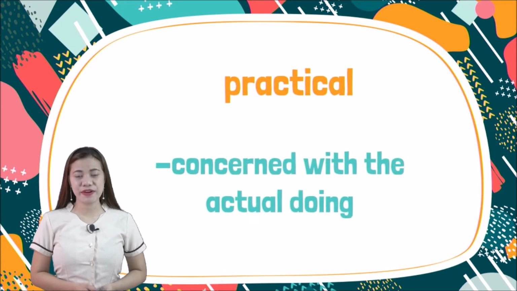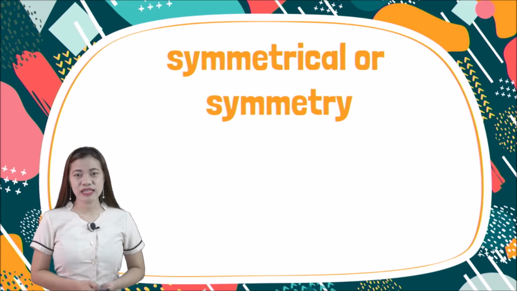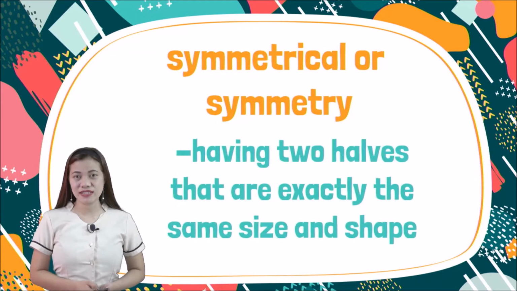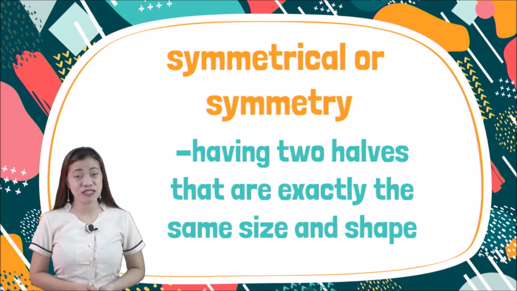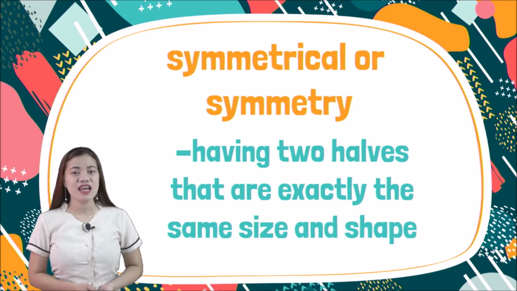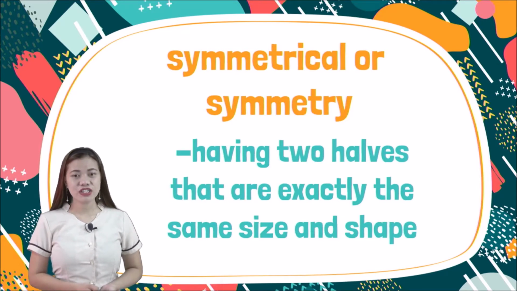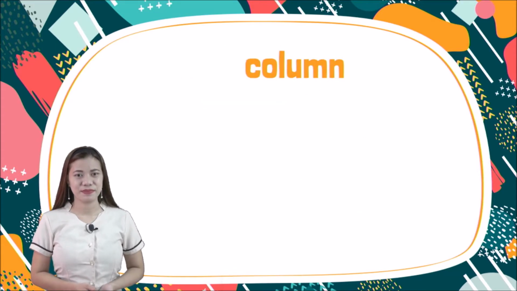Next, practical means concerned with the actual doing. The next one, we have symmetrical or symmetry. When we say symmetrical or symmetry, grade 3, it is having two halves that are exactly the same size and shape.